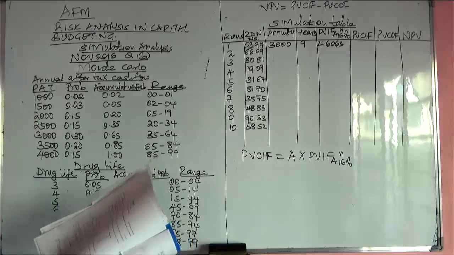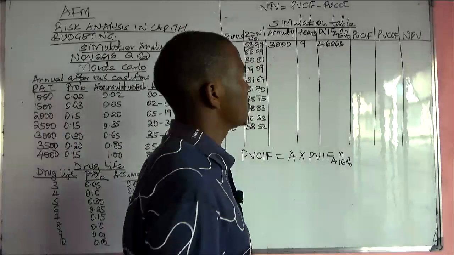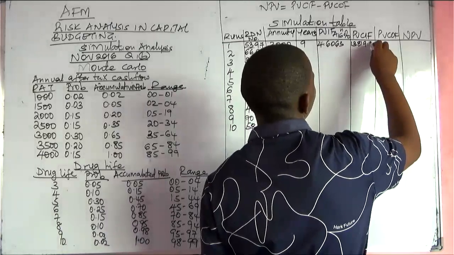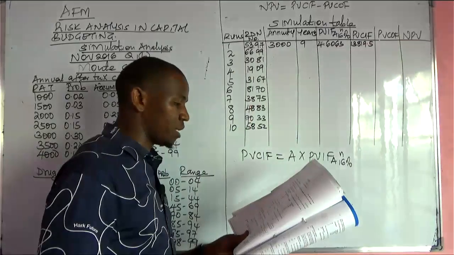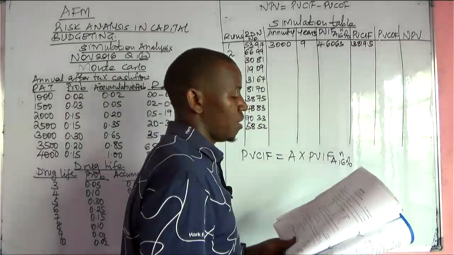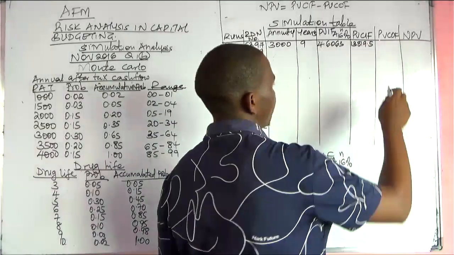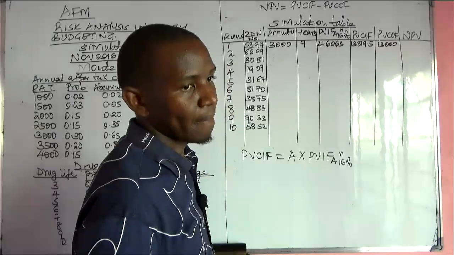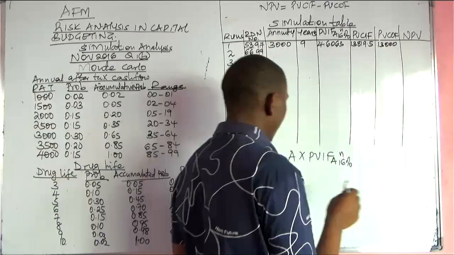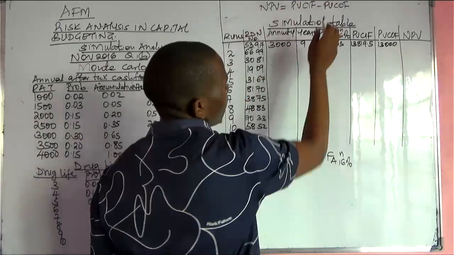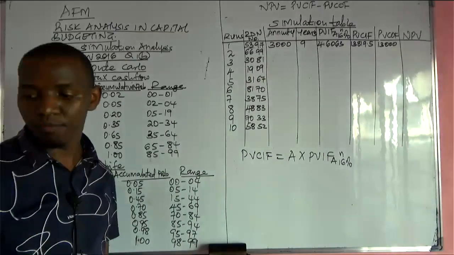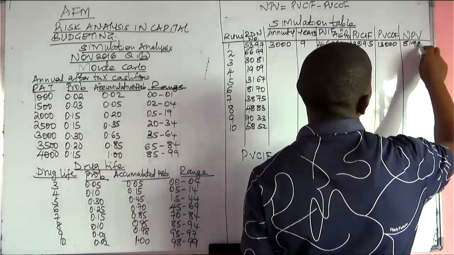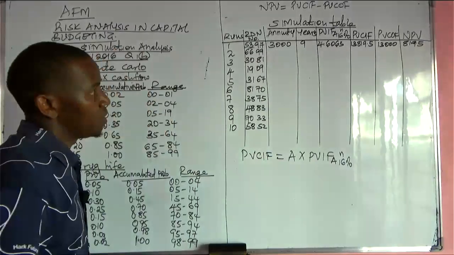What does it give you? 13,819. What was our initial investment or initial cost of the machine? On the first line, it was 13. So we are using shillings in thousands, so it will be 13. In this case, how do we get the NPV? Present value cash inflow minus the present value cash outflow, which in this case will be 819.5, right?